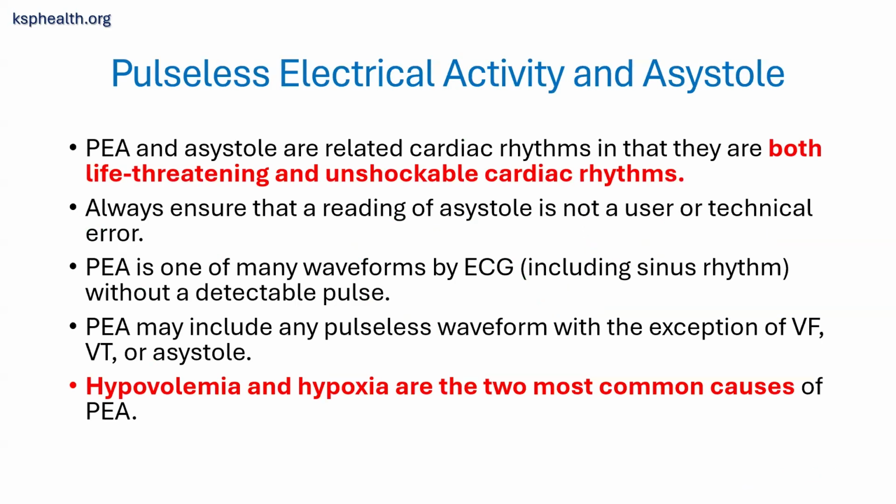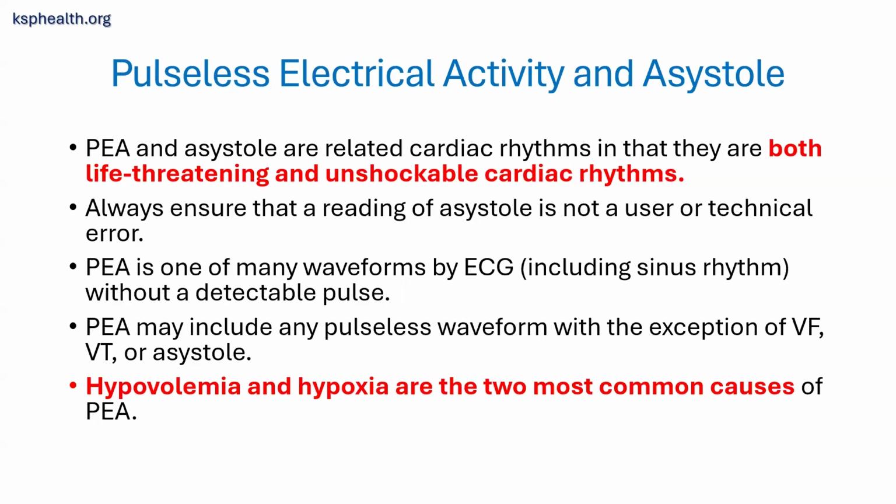PEA and asystole are related cardiac rhythms in that they are both life-threatening and unshockable. Very important to remember: always ensure that the reading of asystole is not a user or technical error. Sometimes the connection is not good, or the pad which was placed is not sticky enough, and the machine is on. All of this needs to be checked, but not by the physician or those who are doing CPR. Somebody in the team should make sure that everything is intact before you call it asystole.